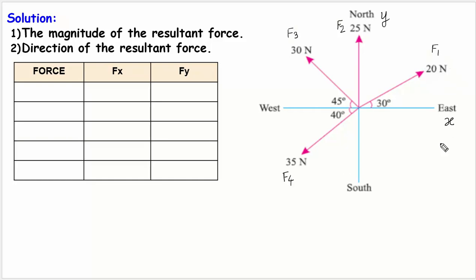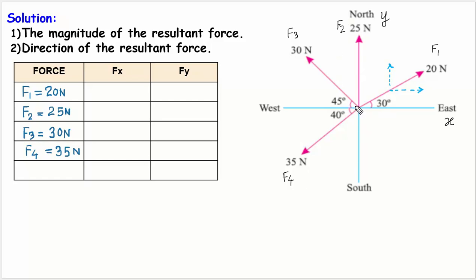So I've got four forces friends, F1, F2, F3 and F4. F1 is this force, that is 20 newtons. The force F2 is 25 newton. Force F3 is 30 newton and the force F4 is 35 newton. Now we shall be resolving these forces along x and y direction. For resolution of forces friends, we can resolve it like this: along x direction, this one along y direction. So each force will be resolved like this.